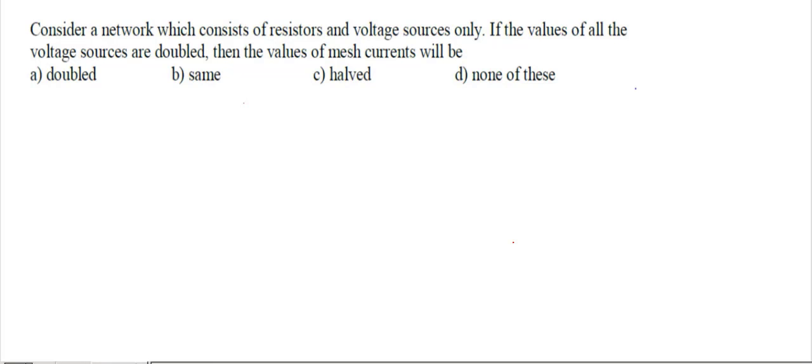Let's see the next question. Consider the network which consists of resistors and voltage sources. If the values of all the voltage sources are doubled, what happens to the mesh currents? Apply the superposition theorem here.